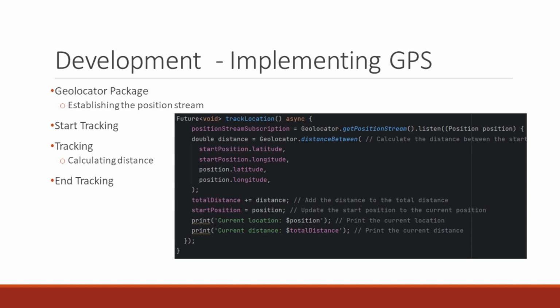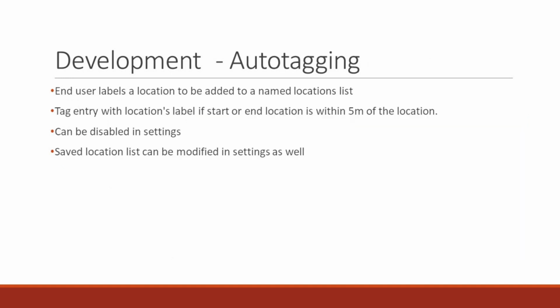If the stream does not get set to null, then the stream of positions of the user's device will keep being sent. All the compiled data is then loaded into an entry table and formed into an entry for the user to see. Our application will automatically tag an entry for both trip start and end provided there exists a matching location in the named locations list. By default, this is not enabled and the location list is empty.